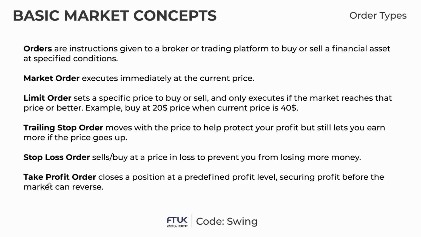Then we have the stop loss order and the take profit order. I'm going to first go over these two and then the trailing stop order. So a stop order is a type of order that prevents you from losing more money. Let's say you buy an asset at $10 and you think it's going to $20, but you also have a condition: if it touches $5, then that means it's not going to go to $20.